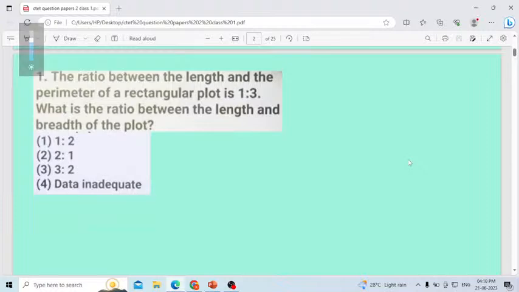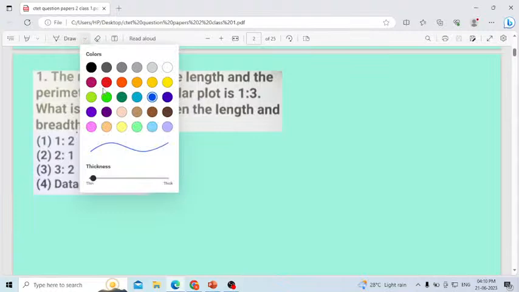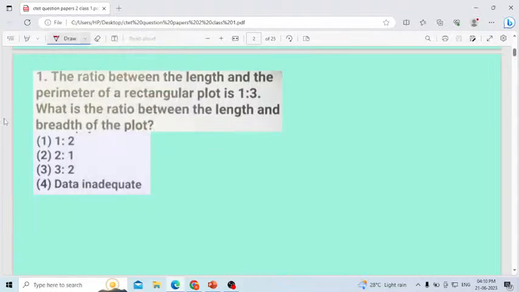Yes, is it clear now? If it is brighter, you can watch properly. Yes. I took the question paper from the internet. That's why I have to copy and paste. If you are not able to see the question, please comment.